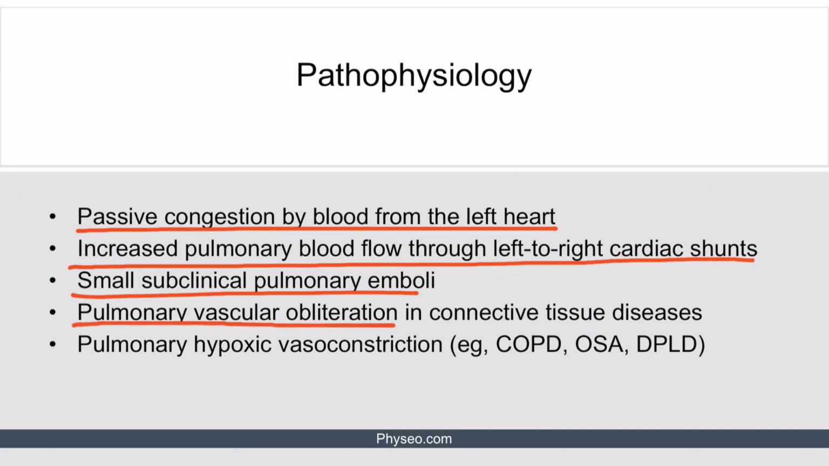Vascular obliteration is another cause of pulmonary hypertension. This usually happens in connective tissue diseases such as rheumatoid arthritis and systemic lupus erythematosus. Finally, lung diseases causing persistent hypoxia can induce hypoxic pulmonary vasoconstriction, resulting in pulmonary hypertension. Such conditions include chronic obstructive pulmonary disease, obstructive sleep apnea, and diffuse parenchymal lung disease, to name a few.